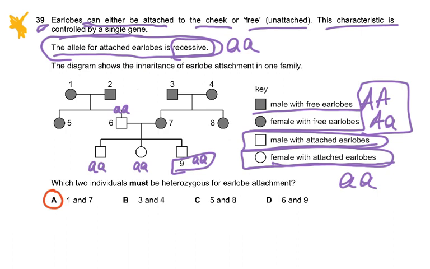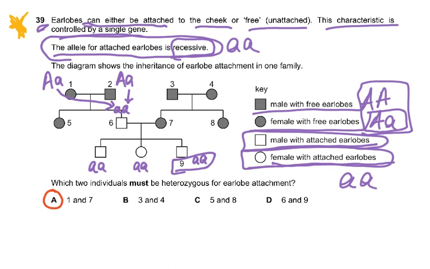Now, you have to understand that 6 is the child of 1 and 2. Because 1 and 2 are normal, they can't be big A, because they have a child who has small a. So this small a has come from one parent and this small a has come from the other parent. So 1 and 2 have to be heterozygous.